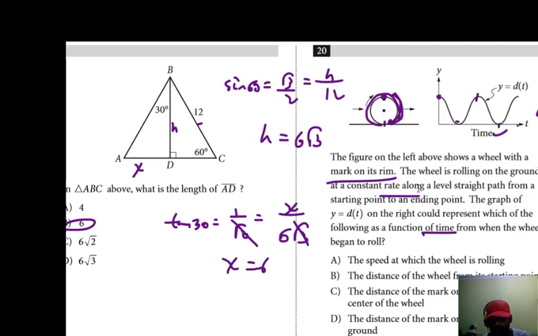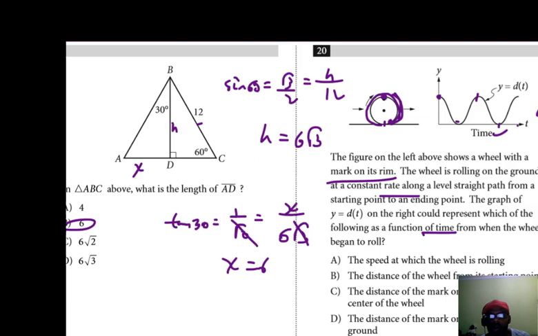Okay, so the speed at which the wheel is rolling could be the distance of the mark on the rim from the center of the wheel. And okay, so the distance of the mark on the rim from the ground.